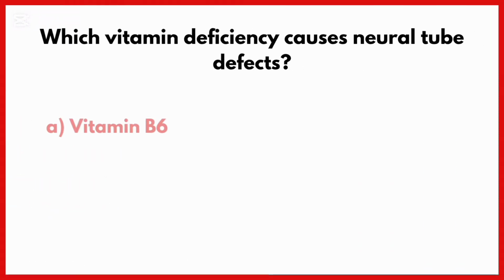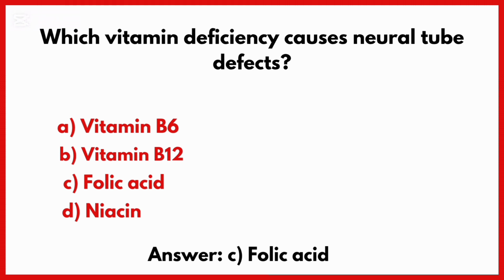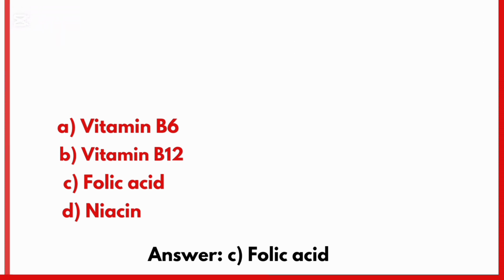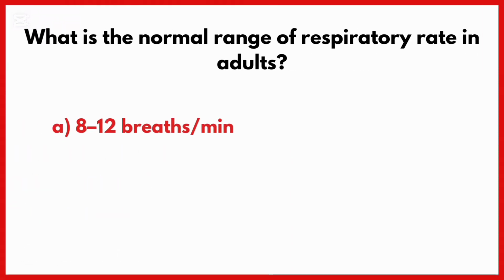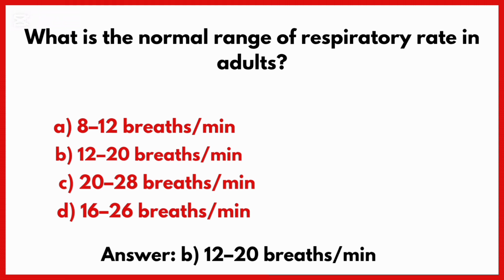Which vitamin deficiency causes neural tube defects? Correct answer is option C, folic acid. What is the normal range of respiratory rate in adults? Correct answer is option B, 12 to 20 breaths per minute.